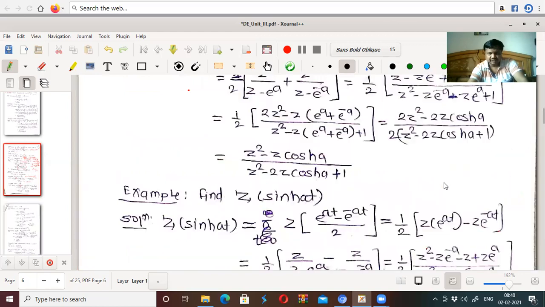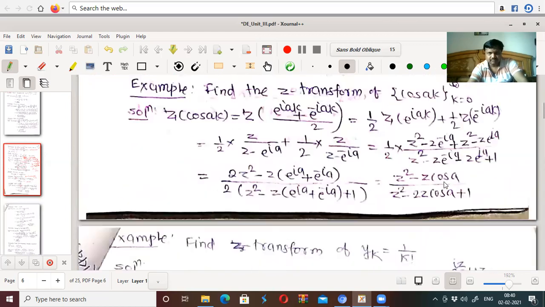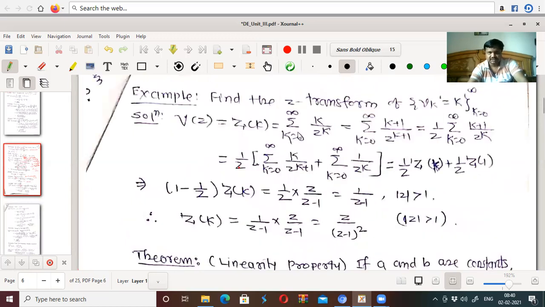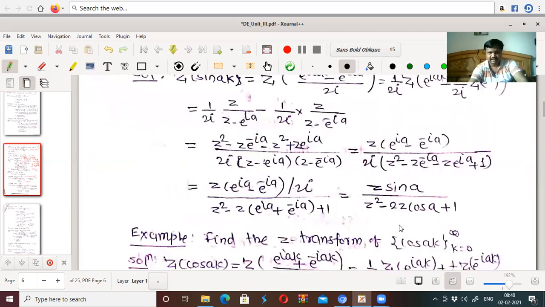I think in the previous example we already found the z transform of k. Yes, we have already found it: z upon z minus 1 to the power 2. It is like that.